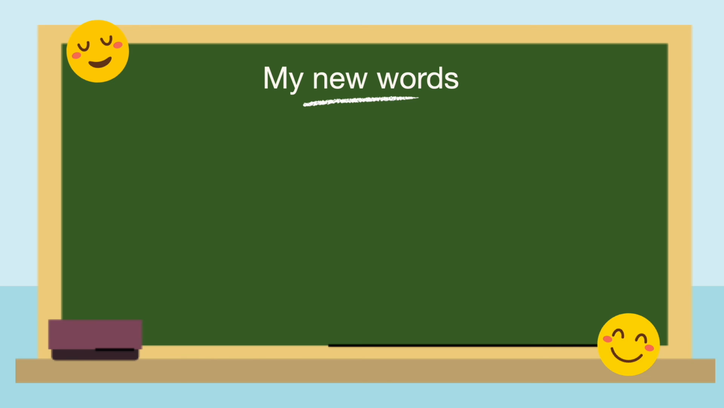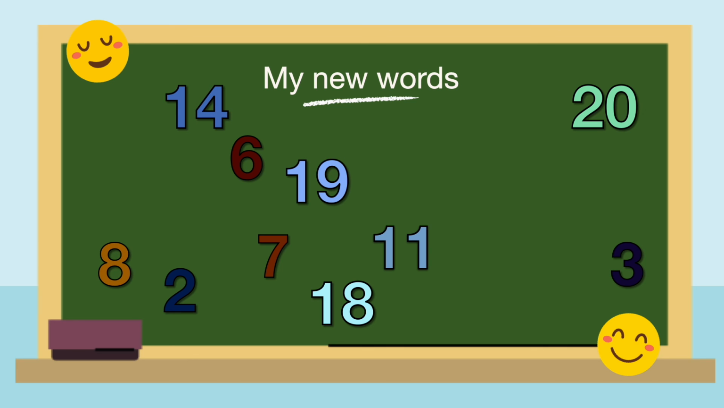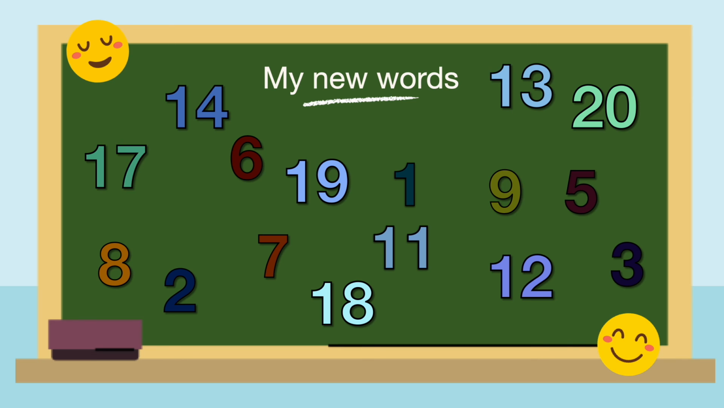Now, let's practice the numbers again. Look at the screen and say the number out loud. Are you ready? Let's go. 2, 18, 3, 6, 20, 7, 11, 19, 8, 14, 9, 1, 12, 5, 17, 13, 4, 16, 10.